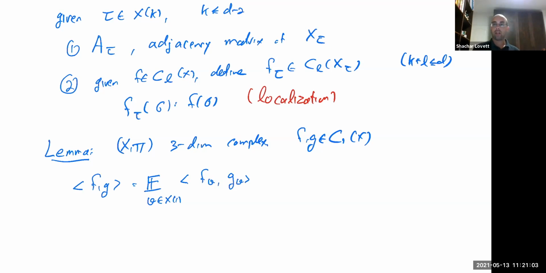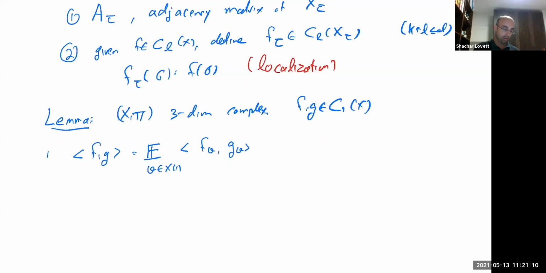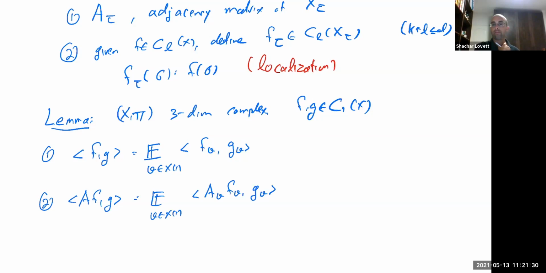Okay, so we've seen that last time, and it comes from basically exchanging orders of summation. We've seen the proof last time. There was one claim, and the other one said that if I look at the action of the graph, AF, G, that's just going to be the expectation of, again, the same thing, v in X1, of the localized f and g. So both for the inner product of f and g and the inner product of Af and g, you can just move to these local versions.